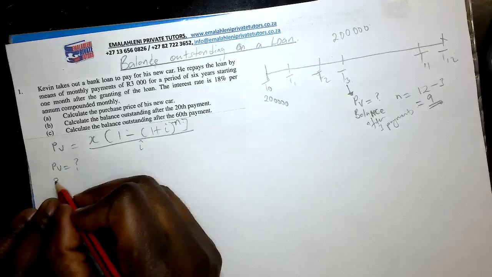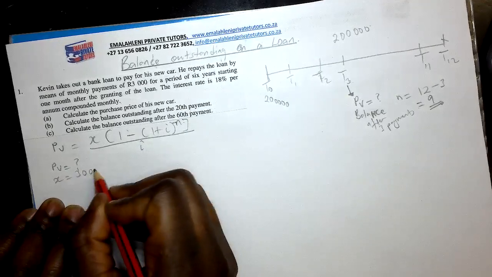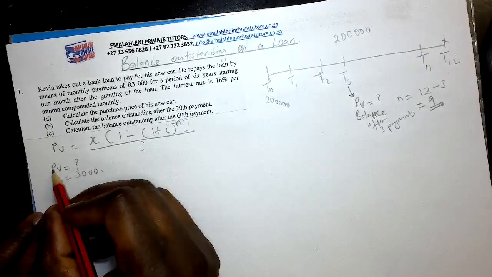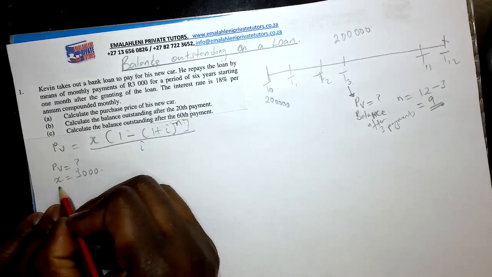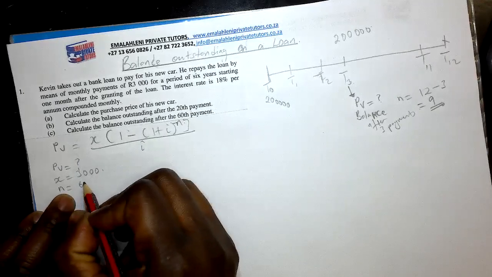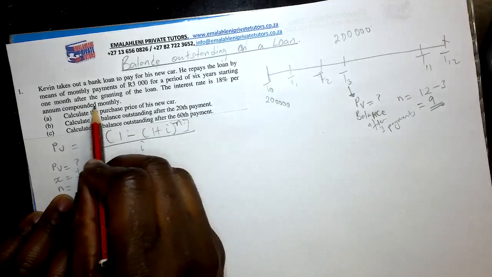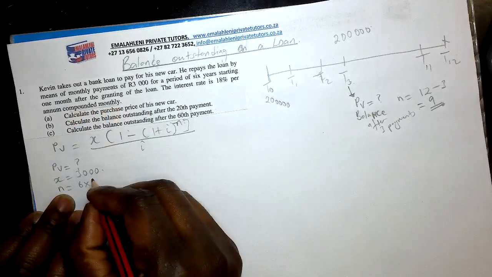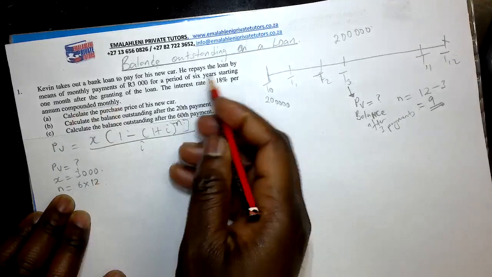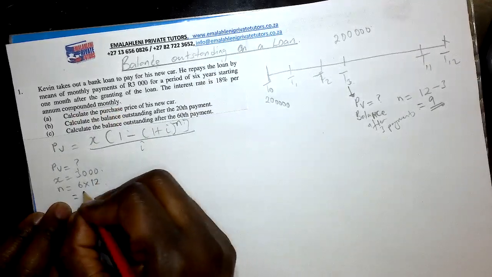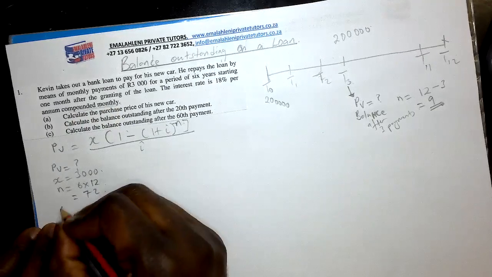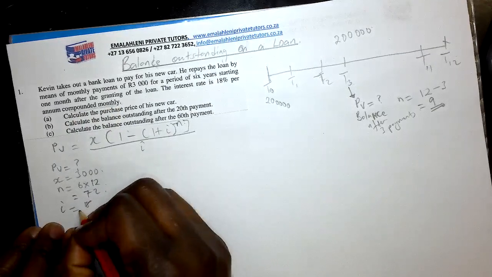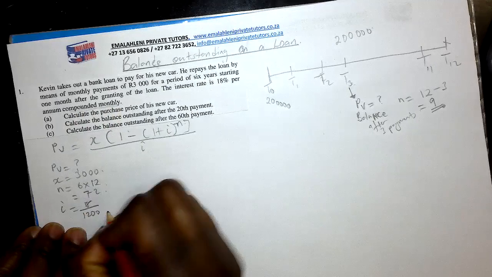Our X is 3,000. We want to know how much the loan was. N is equal to what? You check your compounding, that's going to determine your N. 6 times 12, because 6 years times 12 monthly gives us 72. Then what is our i? Our i is 18% over 1,200. So we're looking at PV.